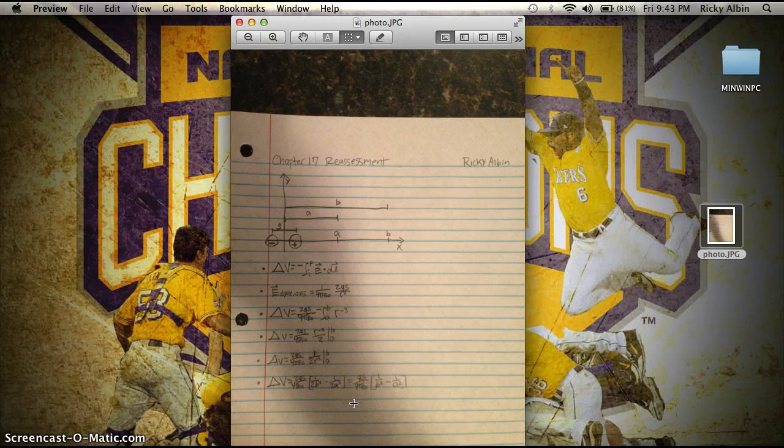So we're left with qs over 4 pi epsilon naught times 1 over b squared minus 1 over a squared.